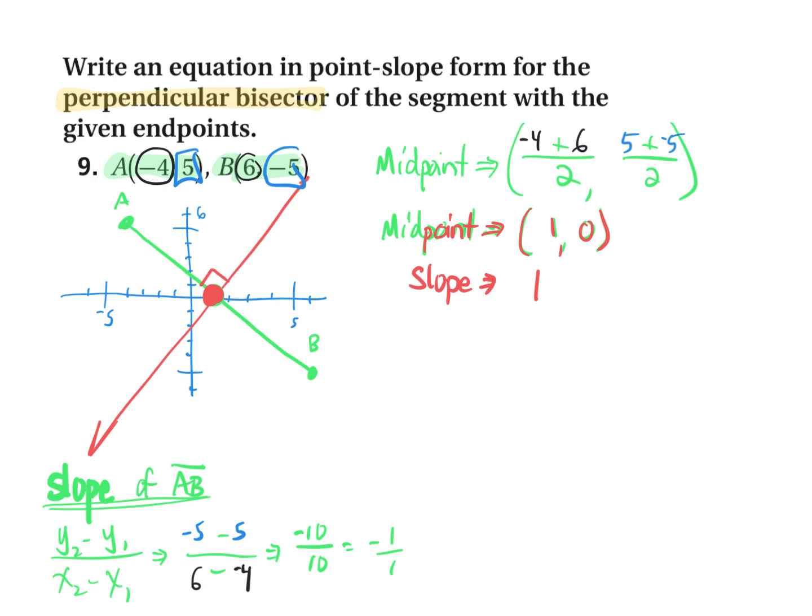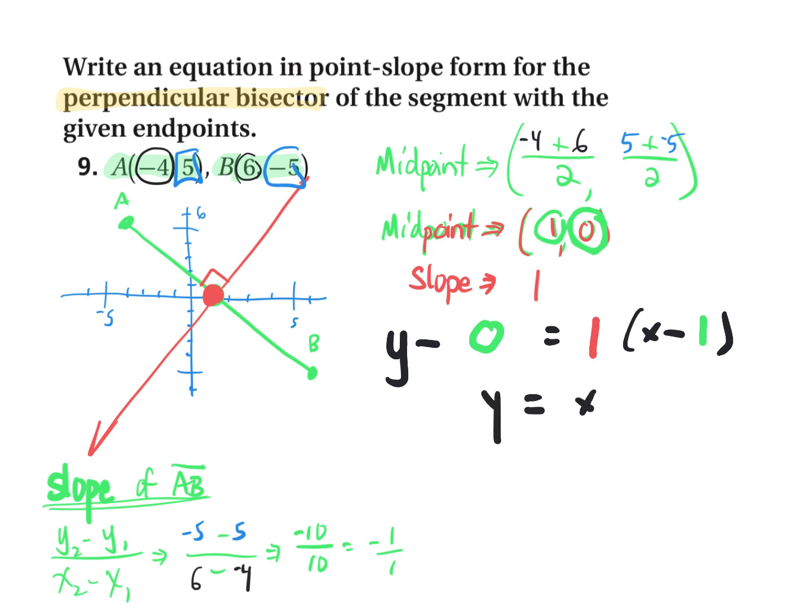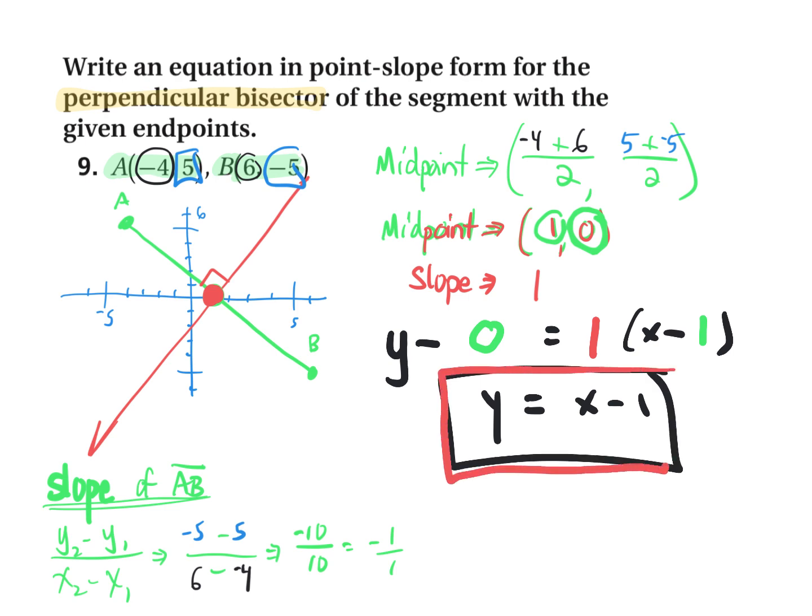All right, now that we know a point on the red perpendicular bisector of the green segment, and we know the slope, we can write its equation in point-slope form. Remember, the template is this. The slope will go here, and the x value will get placed in the template near the x, and the y value will get placed in the template near the y. Or in other words, y equals x minus 1. And that is the equation of the red perpendicular bisector of the segment with the given endpoints.